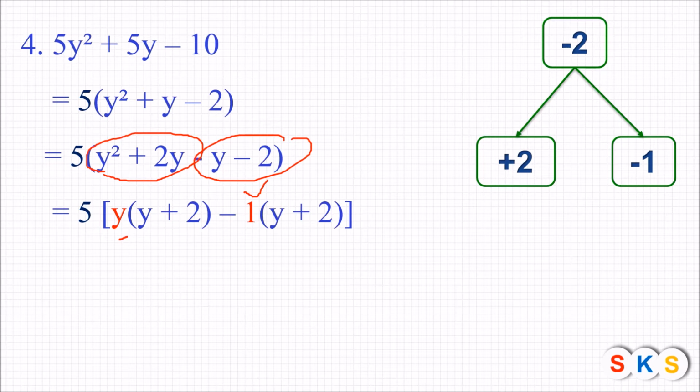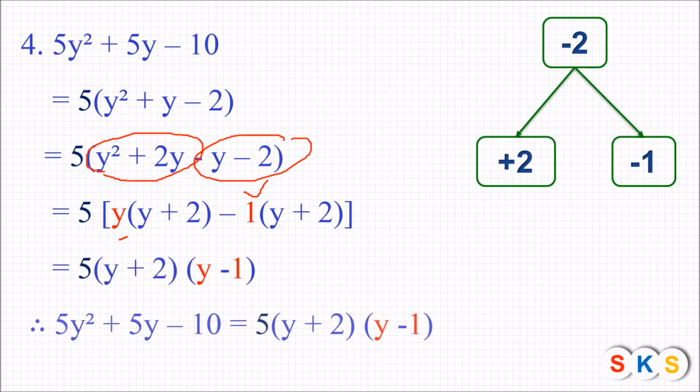Okay, so let's see what we will get further now. Here we will get 5. In a bracket you'll get y plus 2 into y minus 1. So the factor of 5y square plus 5y minus 10 is 5 in a bracket y plus 2, in a second bracket y minus 1.